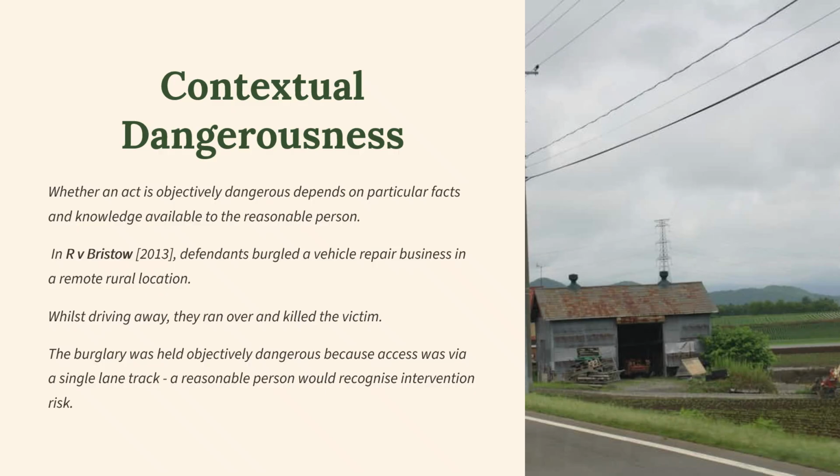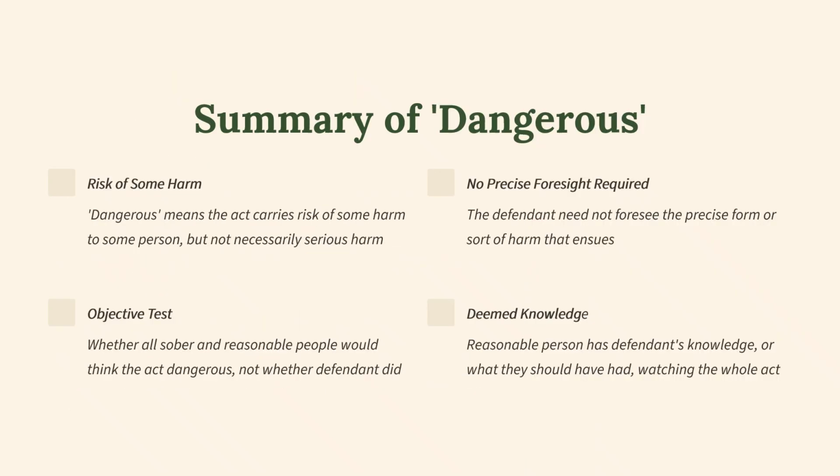The context of dangerousness is important. Whether an act is objectively dangerous depends on particular facts and knowledge available to the reasonable person. So in R versus Burstow, 2013, defendants burgled a vehicle repair business in a remote rural location. Whilst driving away, they ran over and killed the victim. The burglary was held objectively dangerous because access was via a single lane track. A reasonable person would recognise intervention therefore risks death.